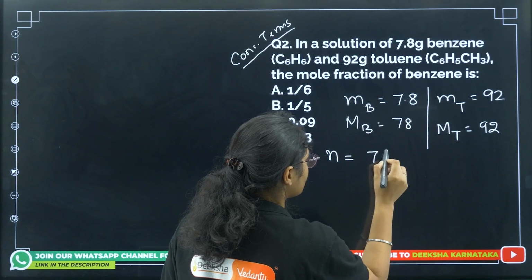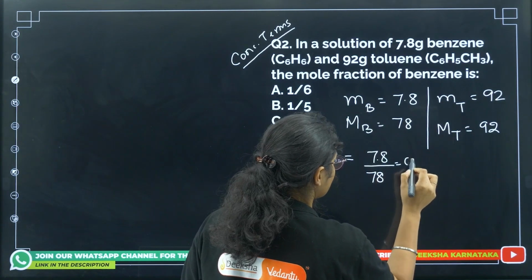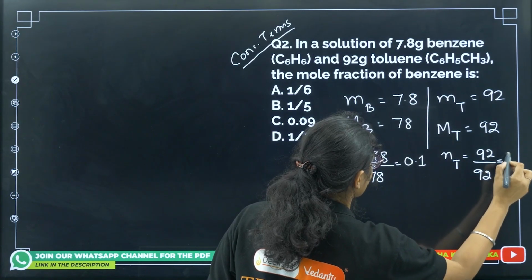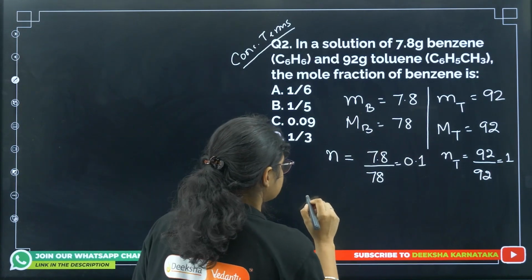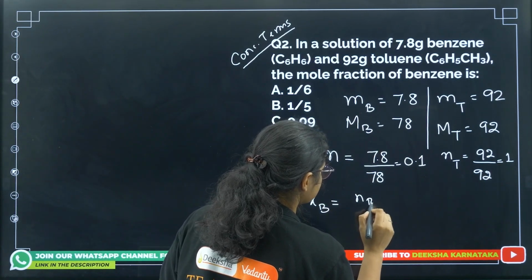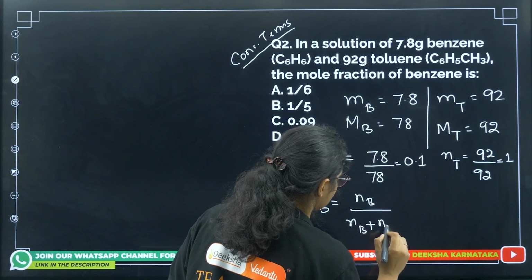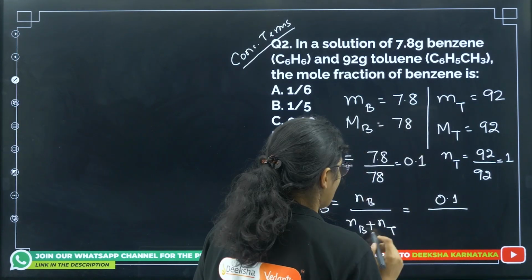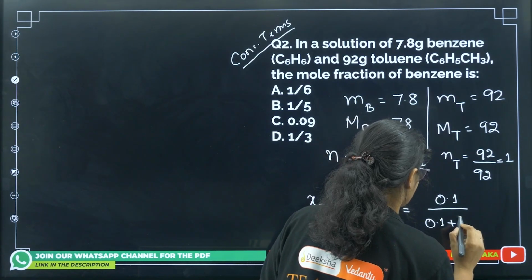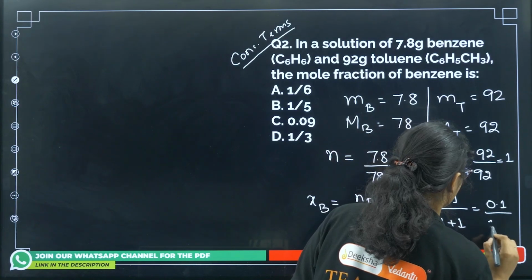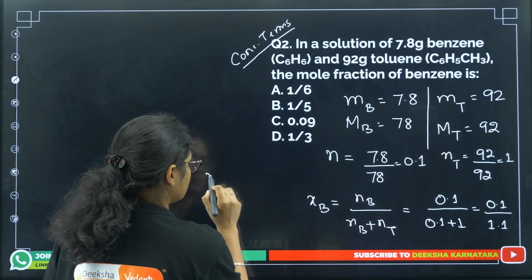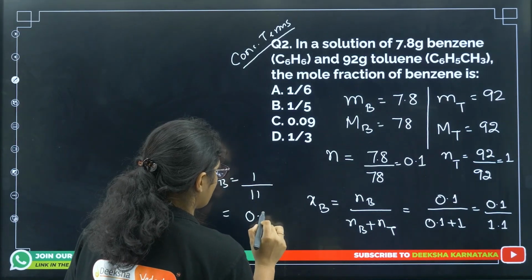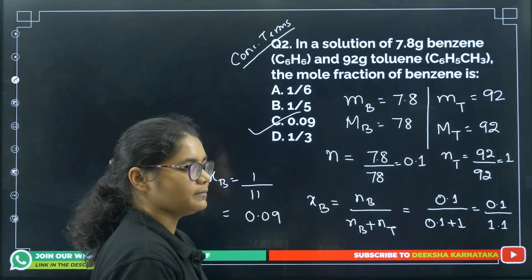Number of moles is given mass by molar mass, so 7.8 by 78, that is 0.1, and number of moles of toluene is 92 by 92, that is 1. Now we need to calculate the mole fraction of benzene. So mole fraction of benzene will be equal to number of moles of benzene by number of moles of benzene plus number of moles of toluene. Number of moles of benzene is 0.1, so 0.1 plus 1, and we'll get 0.1 divided by 1.1. So the mole fraction of benzene is 1 by 11. If I solve this, we will be getting around 0.09. The correct answer for this question will be option number C.